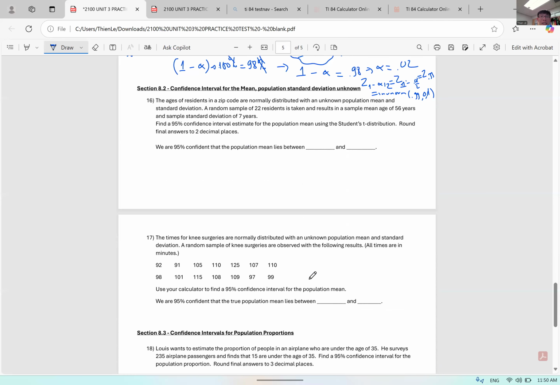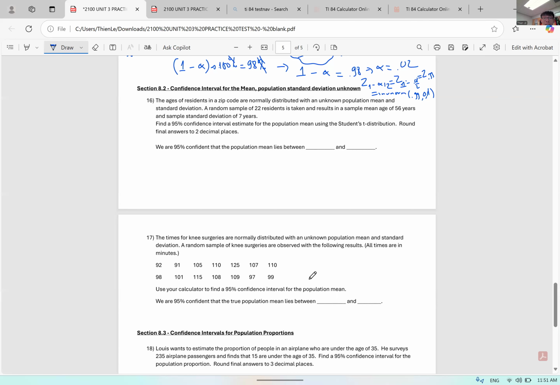In question 16, the ages of residents in a zip code are normally distributed with unknown population mean and standard deviation. A random sample of 22 residents is taken, resulting in a sample mean of 56 and sample standard deviation of 7 years. Find a 95% confidence interval estimate for the population mean using a student t distribution, rounded to 2 decimal places. So again, just keep 3, okay. You shouldn't lose credit, so make it consistent.